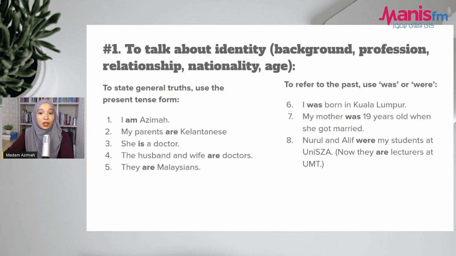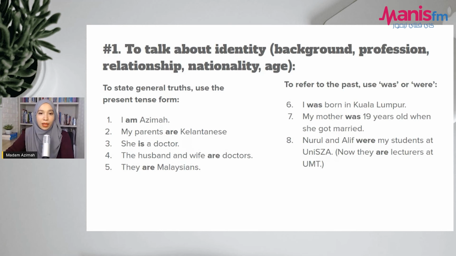What about number 7? My mother was 19 years old when she got married. Okay, my mother was 19 years old. She's no longer 19 years old, obviously. So I have to use was. And then number 8, Nurul and Alif were. So Nurul and Alif would be categorized as plural subjects there. All right. So Nurul and Alif were my students at UNIZA. So I'm talking about that they were my students, but now they're not, because I can say something like this. Now they are lecturers at UMT, for example. Okay. So I hope that's clear.